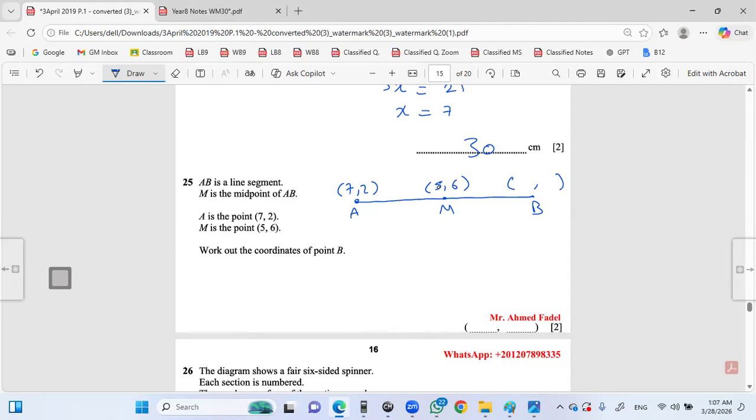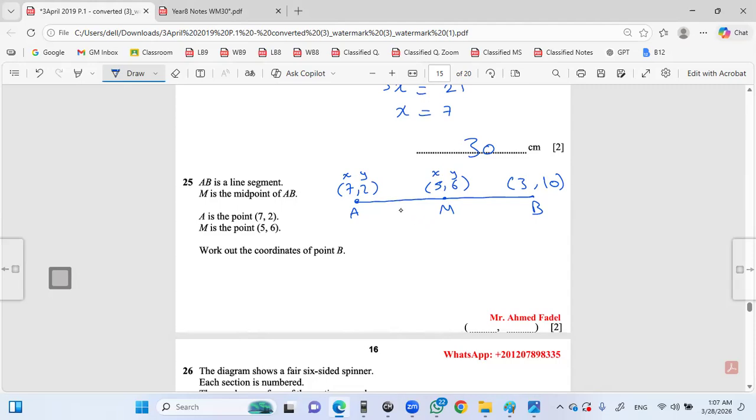Double the midpoint, which is 10, and then minus the x. So 10 minus 7. So I'm doubling the x of the midpoint, and then I will subtract from it the other x. So double the midpoint here, double 5 is 10. 10 minus 7 is going to give you 3. Double the y of the midpoint, which is 12. So 12 minus 2 is going to give you 10.